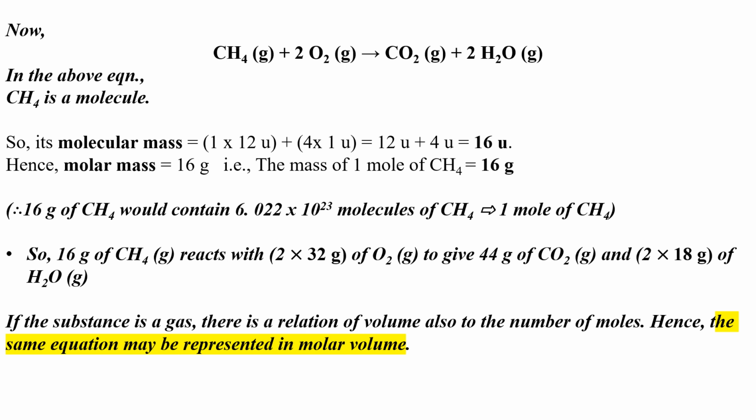Look at the equation, 16 grams of methane. What is 16 grams? It is the molar mass of methane. It is the mass of 1 mole of methane. So 16 grams of methane reacts with 2 into 16 grams of oxygen. Why do you multiply the molar mass of oxygen with 2? Because there are 2 moles of oxygen here. 16 grams is the mass of 1 mole of oxygen, isn't it? 1 mole of oxygen molecule. Since you have 2 moles of oxygen, you write it as 2 into 16 grams of oxygen, to give 44 grams of carbon dioxide, which is the molar mass of carbon dioxide, and 2 into 18 grams of water. So this is how you represent a chemical equation in molar mass.